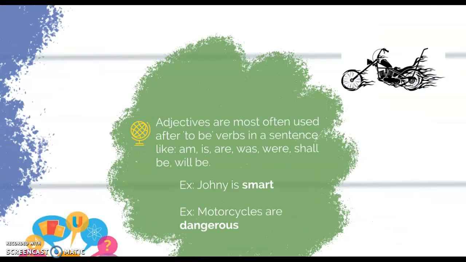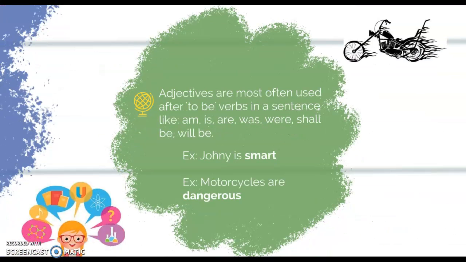You can also use adjectives after to-be verbs in a sentence. To-be verbs are verbs that are being used to explain the state of being of a noun, like Johnny is smart or motorcycles are dangerous, with dangerous being the adjective used to describe the motorcycle.